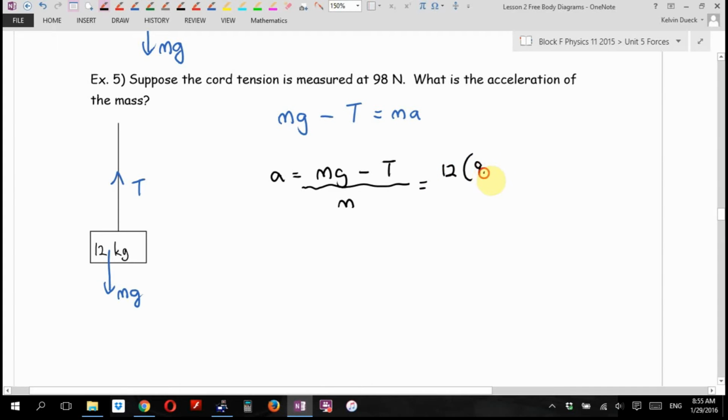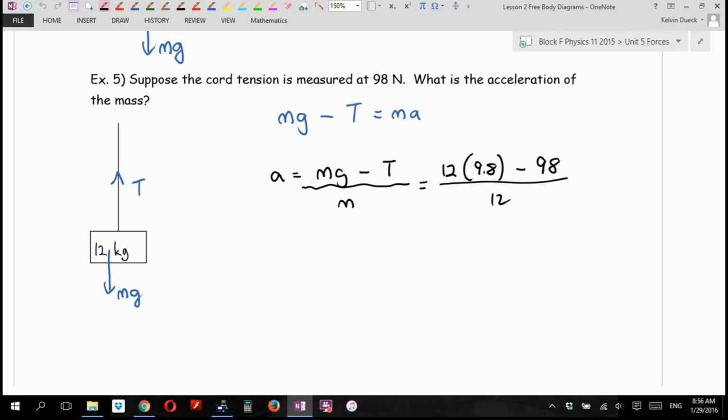G is 9.8, not negative 9.8 this time, Courtney. I took care of the direction with my winner minus loser shtick. Minus, what'd you say tension was? And you said the mass was 12. I'm going to encourage all of you to get your calculators out because often I see calculator errors here.